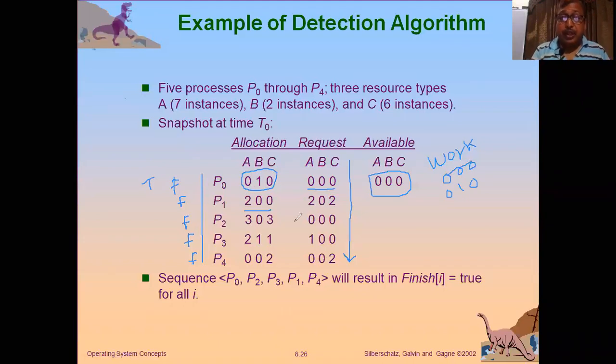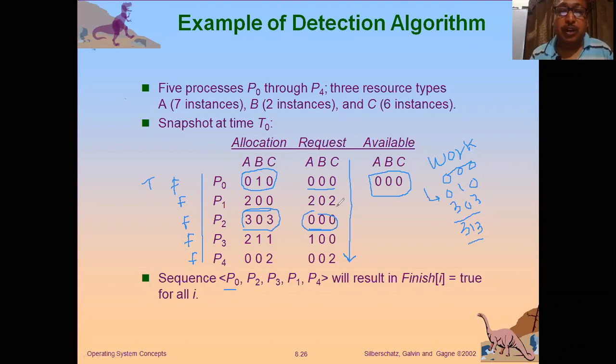Now we can satisfy the request of P2 also, because the available Work is this, and the resource request of P2 is 0, 0, 0. So my P0 has become true. Now I will assume that because I am able to satisfy the demand of P2, whatever resources have been allocated to P2 will also be returned, and this 303 will be added to the Work, which now becomes 3, 1, 3.